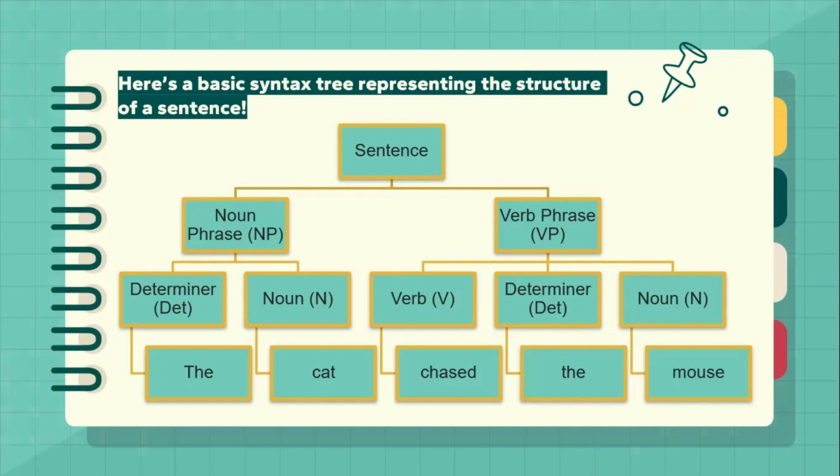Then, like the given example, the sentence is the cat chased the mouse. The word the is a determiner in the noun phrase. Cat is a noun, and chased is in the verb phrase because it is a verb. The is a determiner, and mouse is a noun. So this is an example of representing the structure of a sentence on a syntax tree.